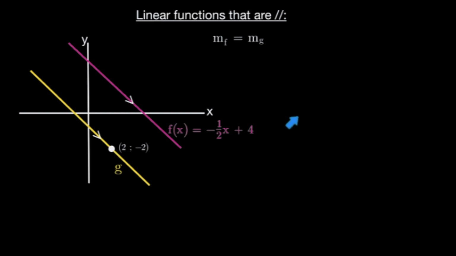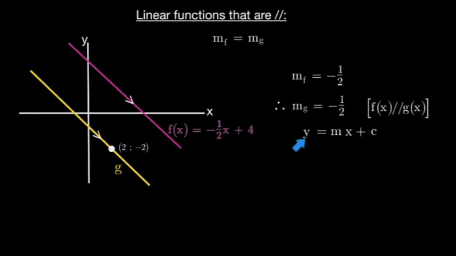Now let's go and write that down. The gradient of f is equal to minus a half. Therefore, the gradient of g is also equal to minus a half. And how do we know that? Because f(x) is parallel to g(x), because when two linear functions are parallel, their gradients are equal. So now we know the gradient of this yellow line, so now we only have to calculate the y-intercept.